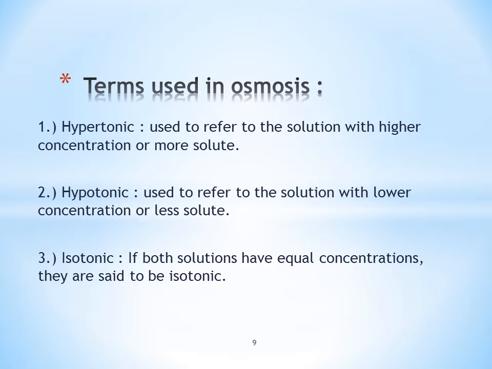Terms used in osmosis. The first term is hypertonic. It is used to refer to the solution with higher concentration or more solute available. The second term is hypotonic. It is used to refer to the solution with lower concentration or less solute available. And the third term used is isotonic. If both solutions have an equal concentration, then they are said to be isotonic solutions.